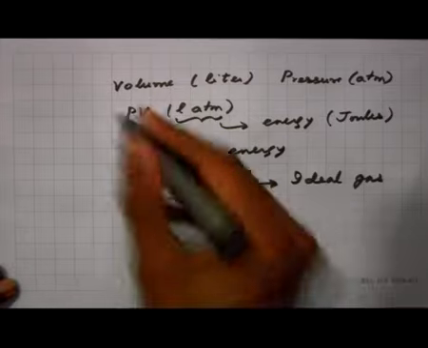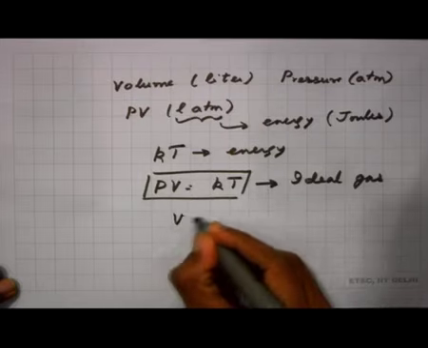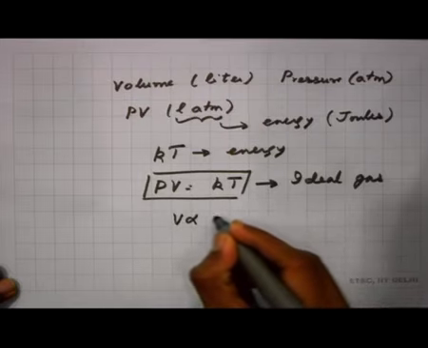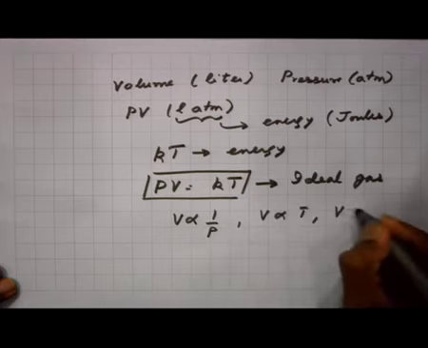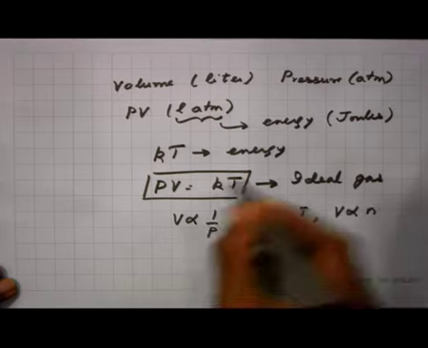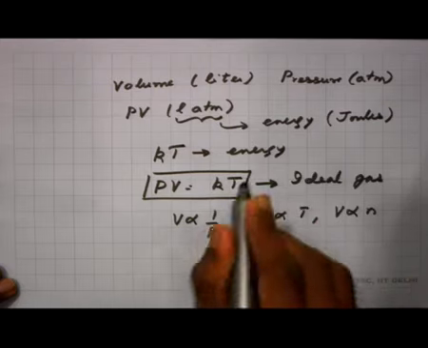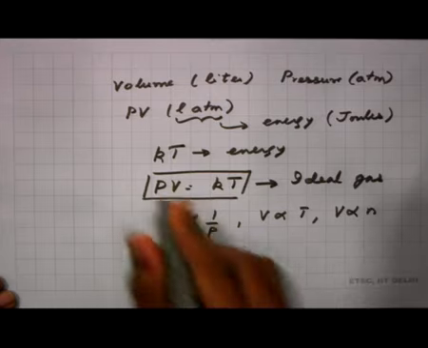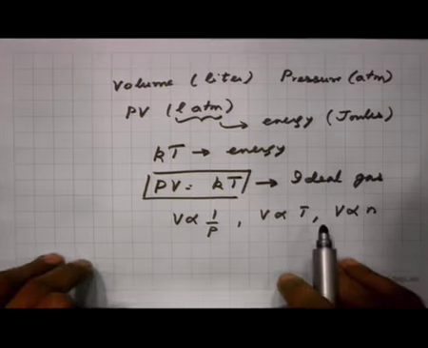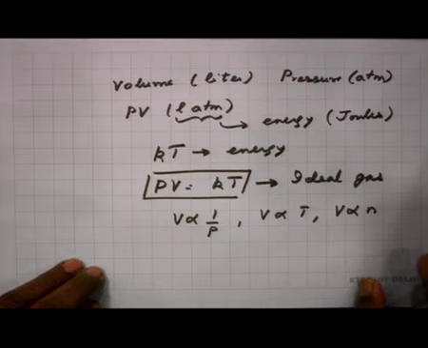And you can derive this in any way you wish. You can say that V is proportional to 1 over P, V is proportional to T, and V is proportional to N, and you will get this relationship for the ideal gas. But for the moment, let us not worry about that derivation. Let us see if it is indeed really true by looking at some experimental values.